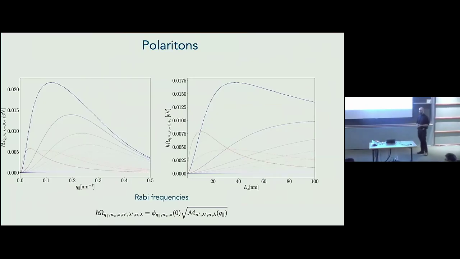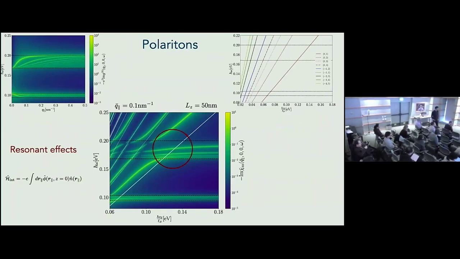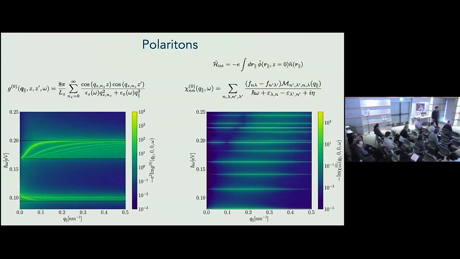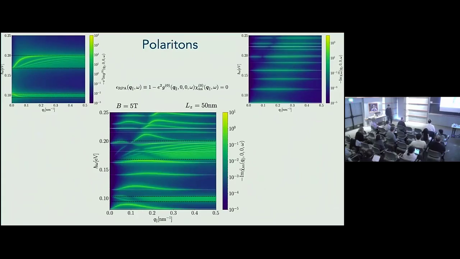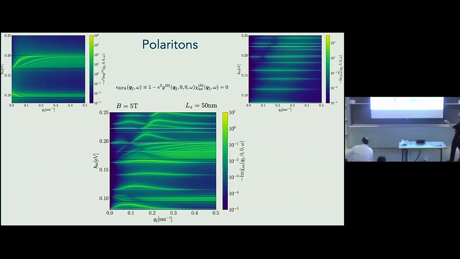I'm wondering, if you go back to the previous slide, you were showing results for 5 Tesla, which is approximately 80 milli-electron volts, and the Landau level spacing is significantly lower than the photon energy for these polaritons. I'm wondering what happens when it becomes resonant. No, it's resonant. You see, these are all the Landau levels, and some of them, for example this one, are here. This one is the Landau level hybridizing.